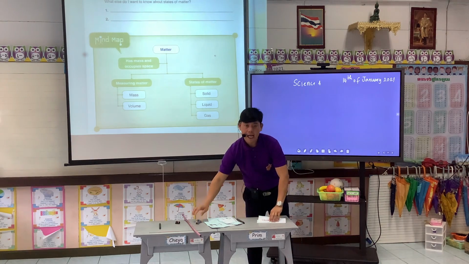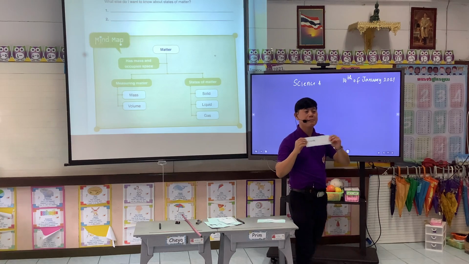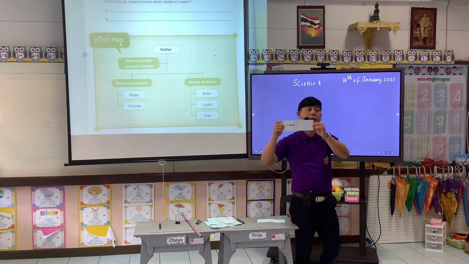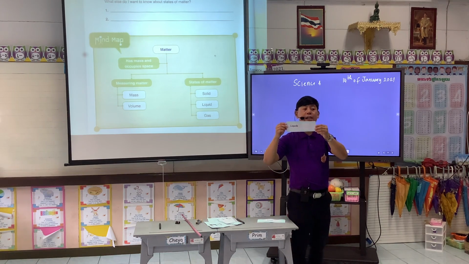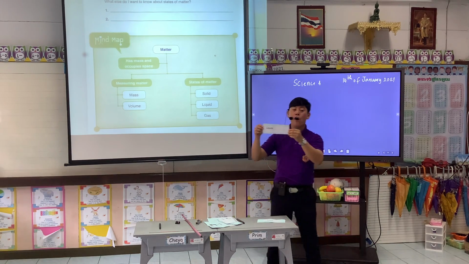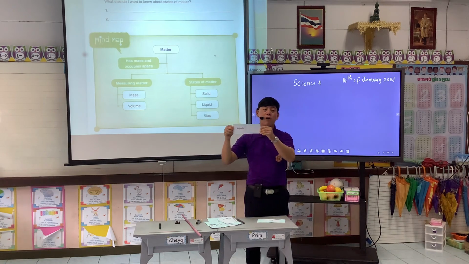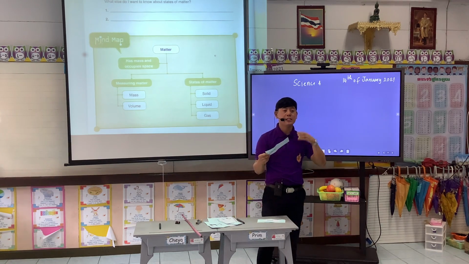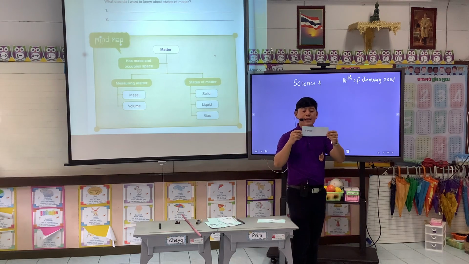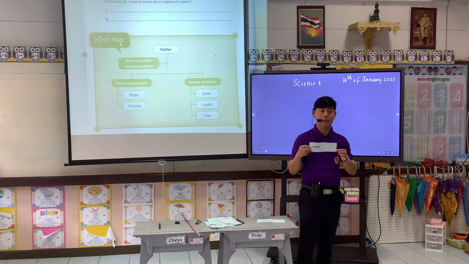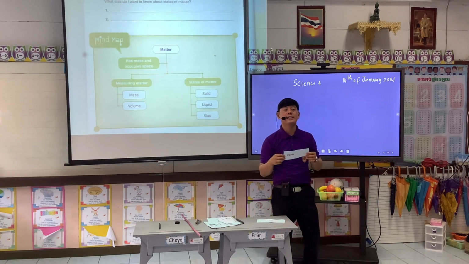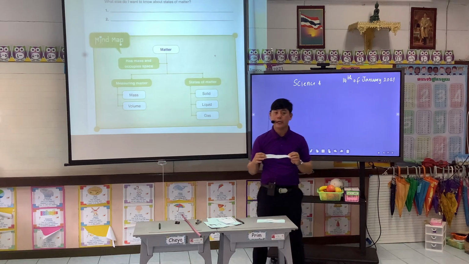Okay. Next, aside from solid, the next state of matter is liquid. Liquid has no fixed shape and no fixed volume, but you can put liquid into a container and it occupies a volume. Examples: cooking oil and soda are liquids.